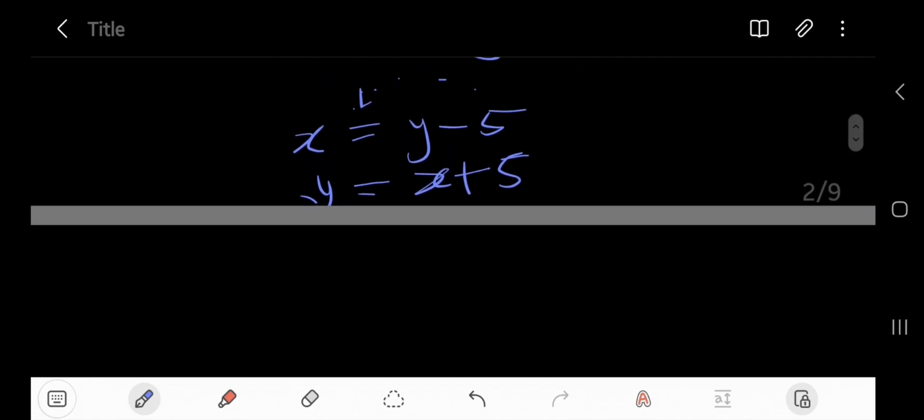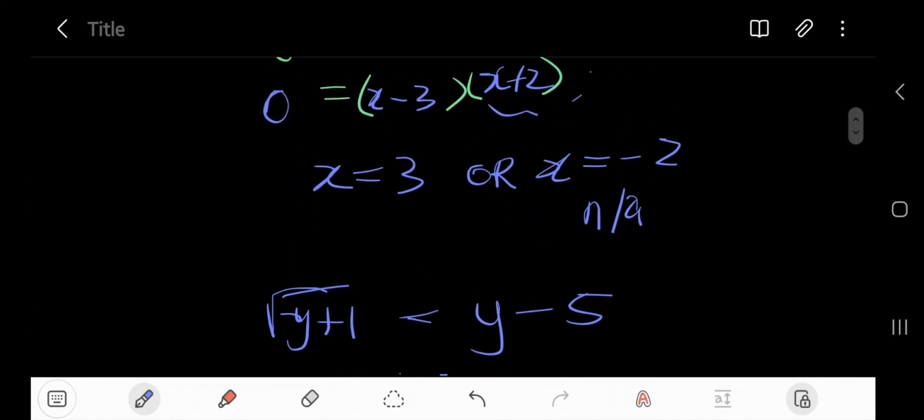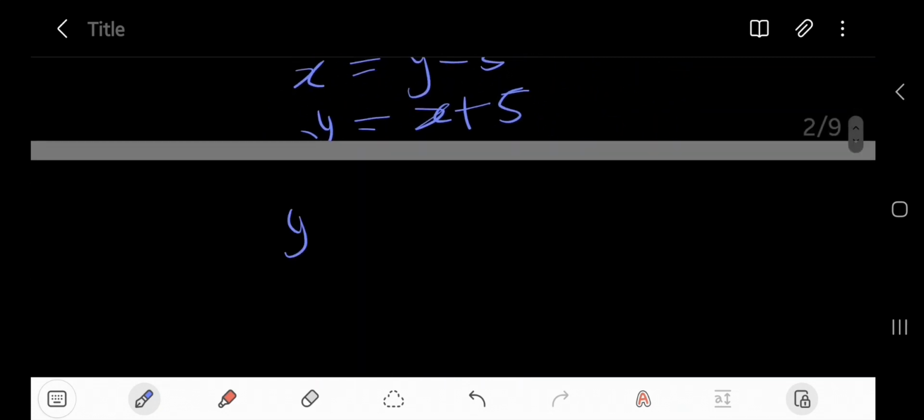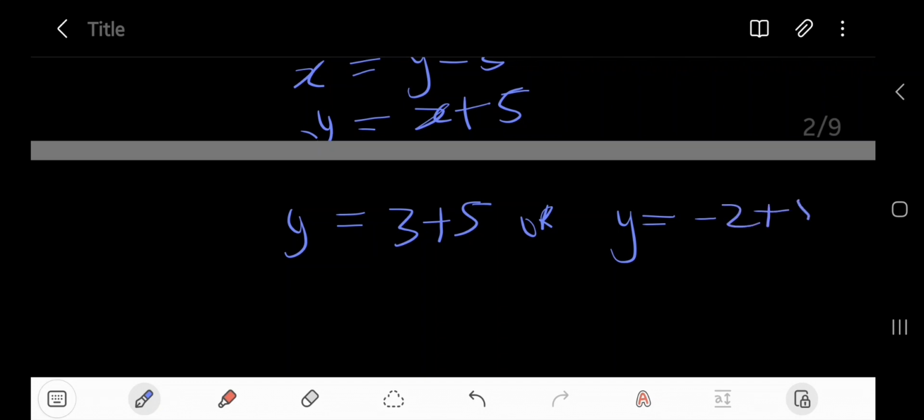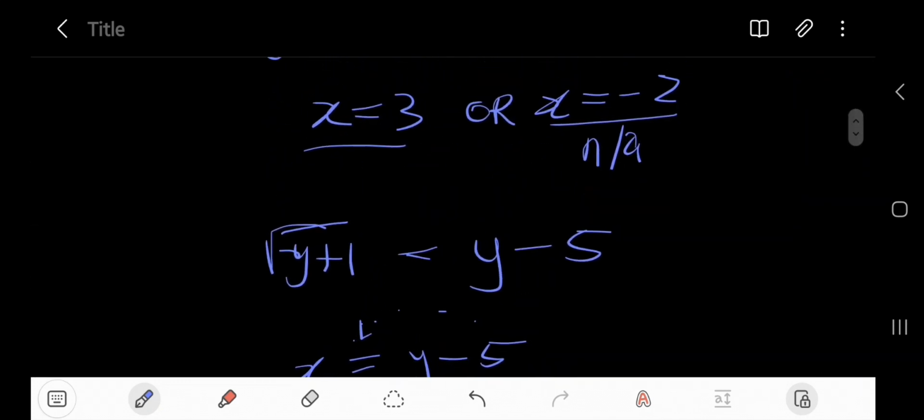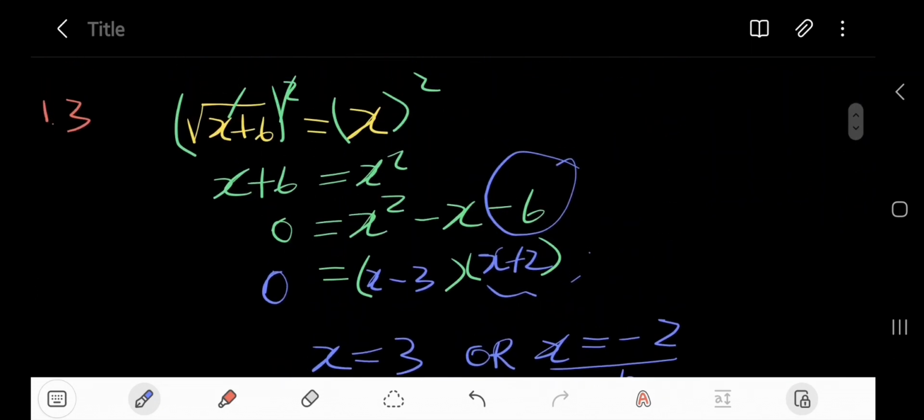So now let's push. Remember, we have values of x: x is equal to 3 and x is equal to negative 2. So y is equal to 3 plus 5, or y is equal to minus 2 plus 5. Which means that here y is equal to 8, and here y is equal to 3. This is how we get it, because we just understand the link between them. You understand what I mean? We just equate the right hand sides to each other.